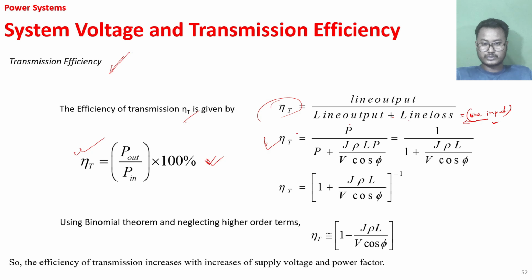These are all calculation parts if you want to go through them. Here again the line loss calculated in the previous slide is used. Finally it comes out like this, and by neglecting higher order terms using the binomial theorem, it becomes like this. We need this equation in solving problems. From this equation, we can say the efficiency of transmission increases with an increase of supply voltage and power factor.